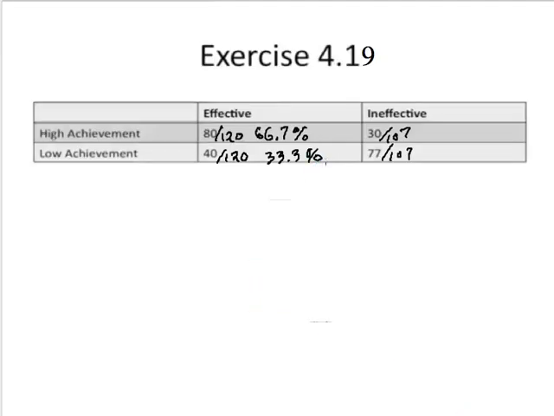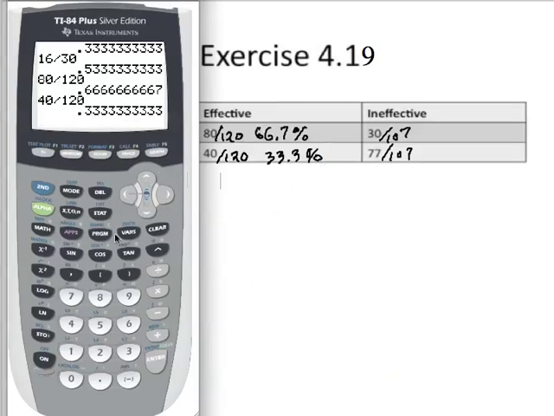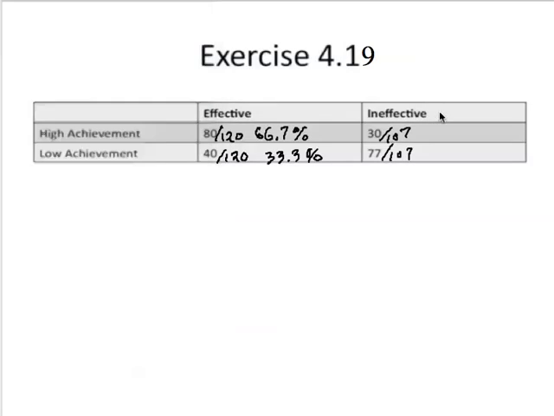All right, same song, second verse for the last column here. We take 30, we're going to go ahead and divide that by 107. And we get 28%, and then if we take 77 and divide that by 107, we get 72%, which hopefully makes sense because they have to add up to 100%, okay? So we get 28% and 72% respectively.